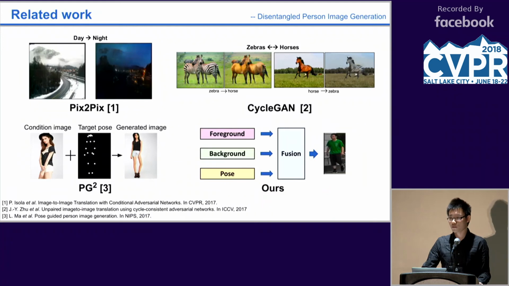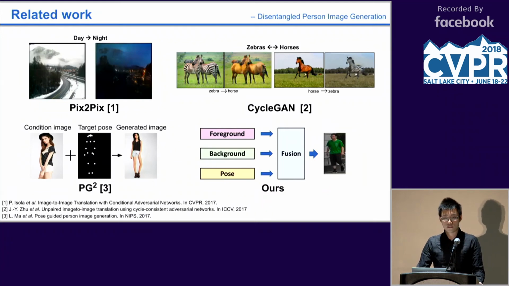The previous pix2pix paper deals with the image-to-image translation problem with the conditional GAN, and then CycleGAN extends it into an unsupervised method with the cycle consistency constraint. Both of them focus on appearance transfer. Then the PG squared network provides the explicit body structure transfer for person images. It is learned in a supervised way. We propose a framework for both appearance and structure transfer, and our model can be learned in a self-supervised way.